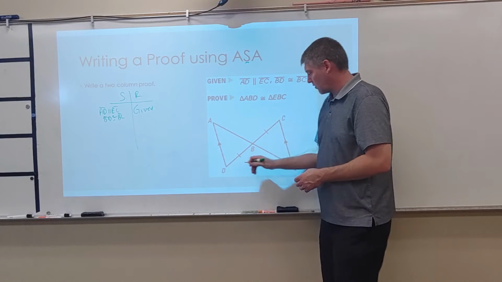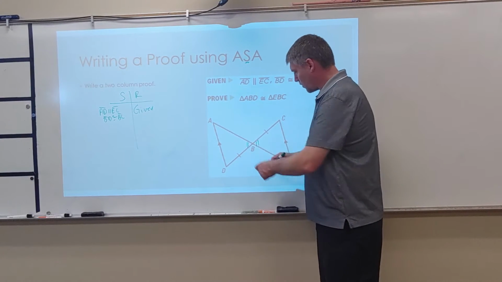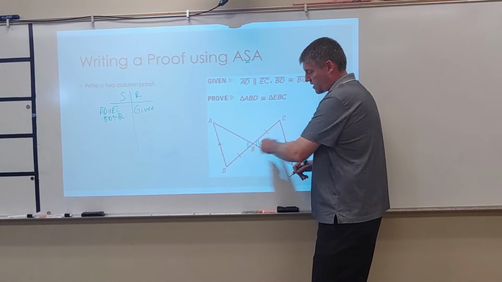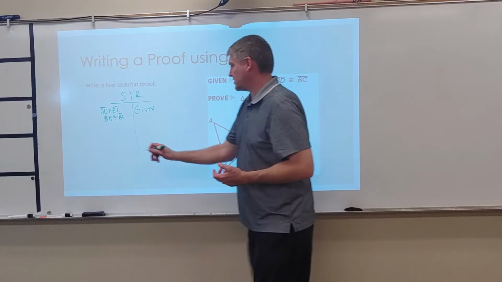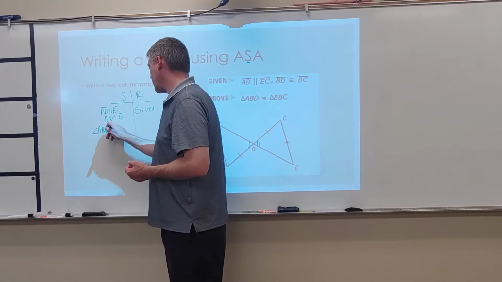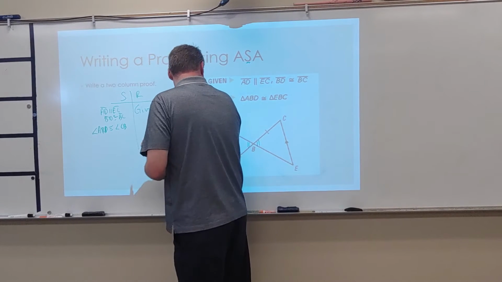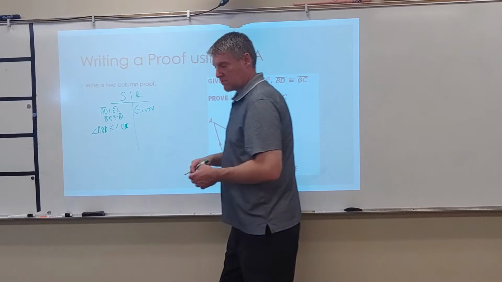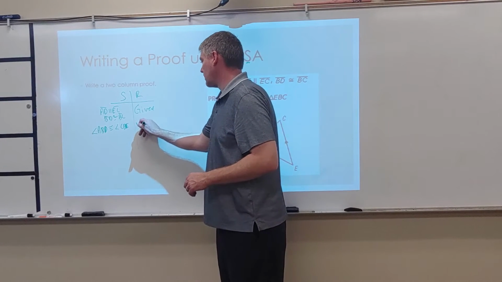I need my angle. So can I get this angle right here? Well, what's unique about these two angles? Are they congruent? And the answer is yes. And so I could say angle ABD is congruent to angle CBE because these are vertical angles. So vertical angles.